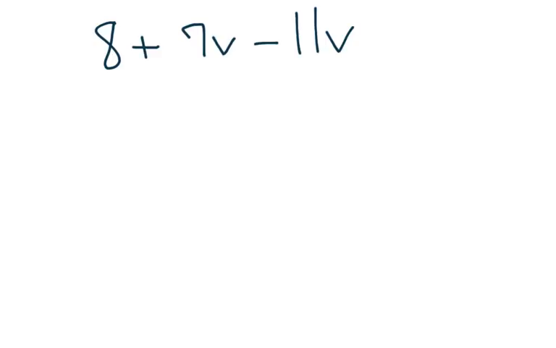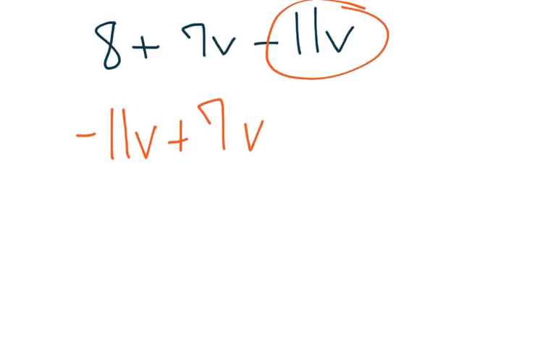Go ahead and pause the video here and reorder and combine everything as much as you can, and then see if you can classify it yourself. Okay. First thing I'm going to do is reorder this. So negative 11v plus 7v plus 8. And remember, the 8 has a degree of 0. So the negative 11v and 7v, which have a degree of 1, go in front.